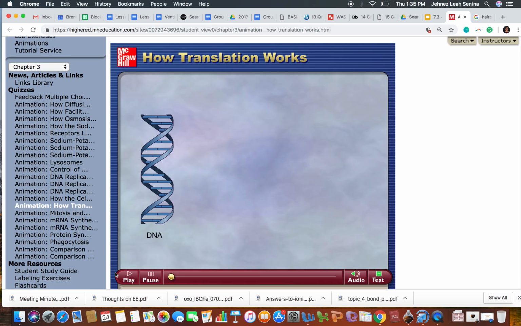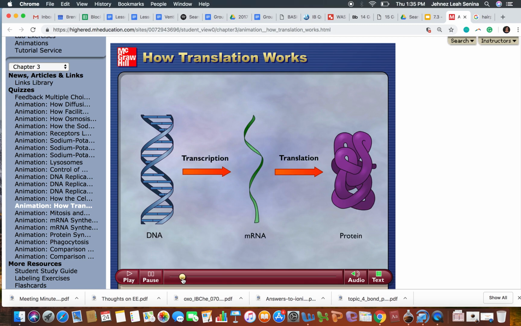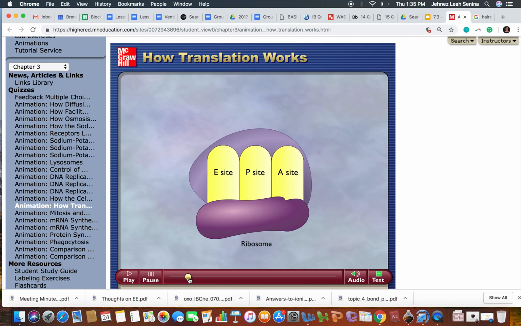All right, so you have your DNA. This is inside your nucleus, which is transcribed into an mRNA. And this mRNA transcript, with the use of tRNA, is translated into a particular protein that you need. So this protein is brought to you by the code that you have here in the DNA. Okay. Now, how does it happen?